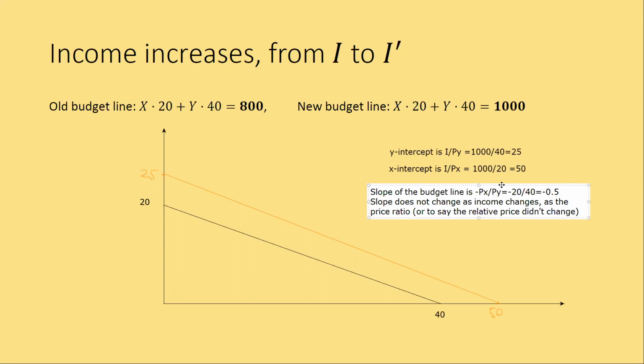All right. So the slope only depends on the price ratio or the relative price. When neither of the prices change, or if the prices change at the same proportion, the slope of the budget line will not change. So in both the old budget line and the new budget line, the slope is negative 0.5 and it's the same. So when your income increases, we can see that our budget line shifts outwards and it shifts parallelly. So this is what the budget line will change if your income increases. All right, let's move on.